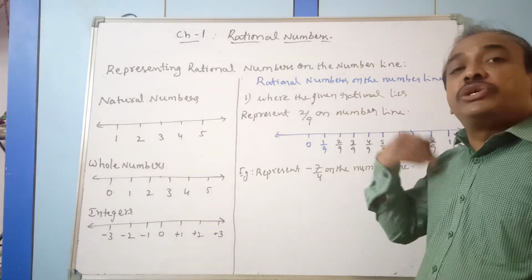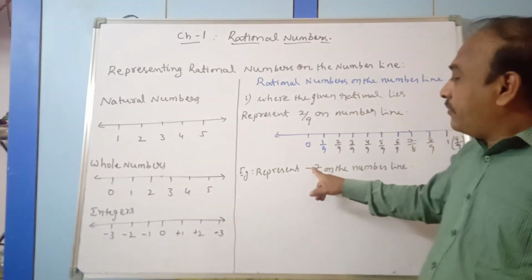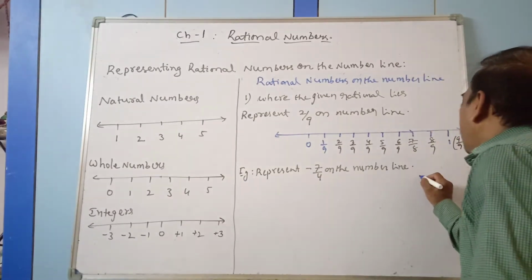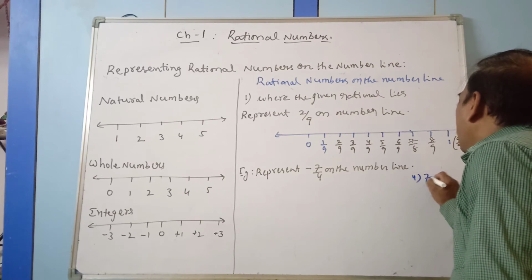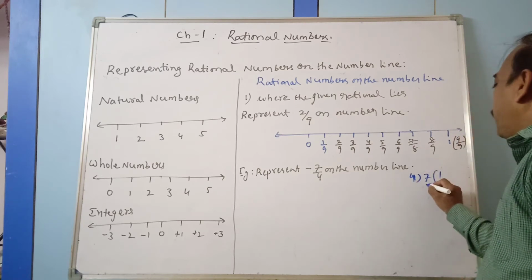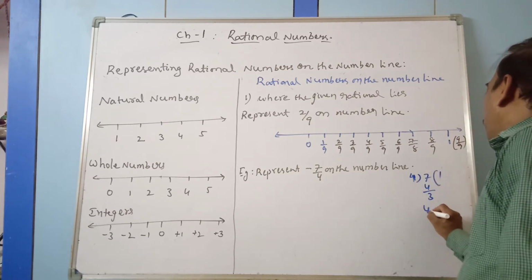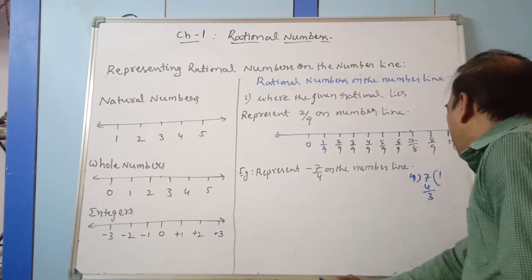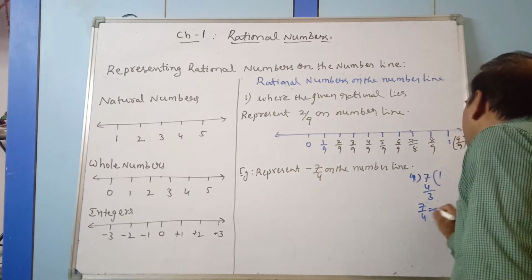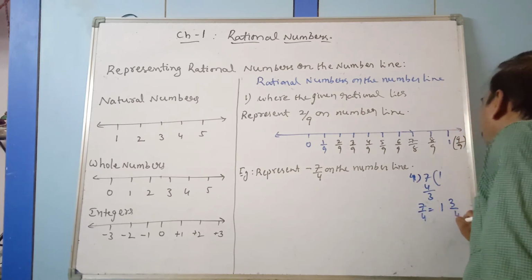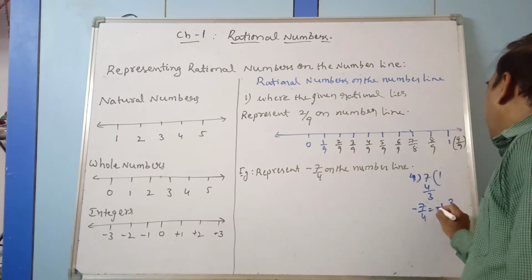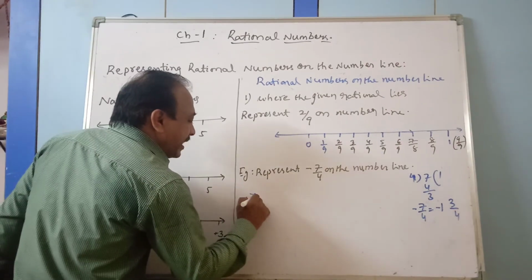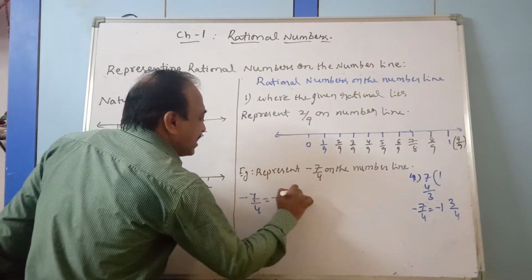So in that case, first you convert that into a mixed number by ignoring the sign. So 7 by 4, first ignore the sign. With 4 if you divide, 4 ones are 4 and 3. So 7 by 4 is equal to 1 3 by 4, but it has a minus sign. So minus 7 by 4 is equal to minus 1 3 by 4.